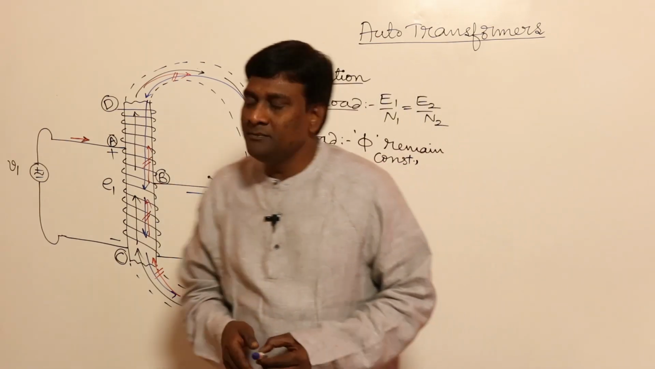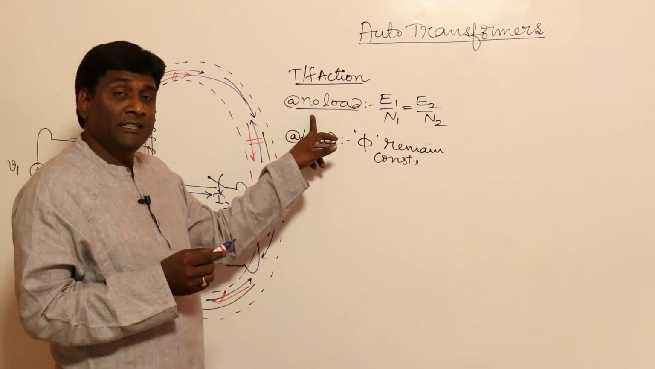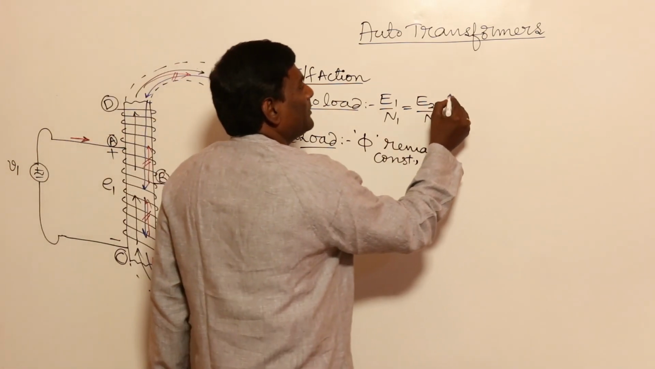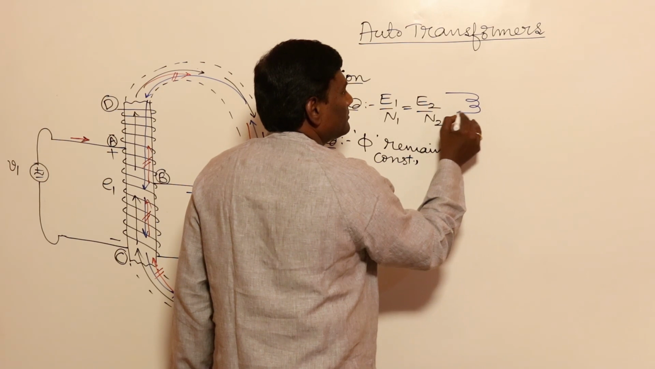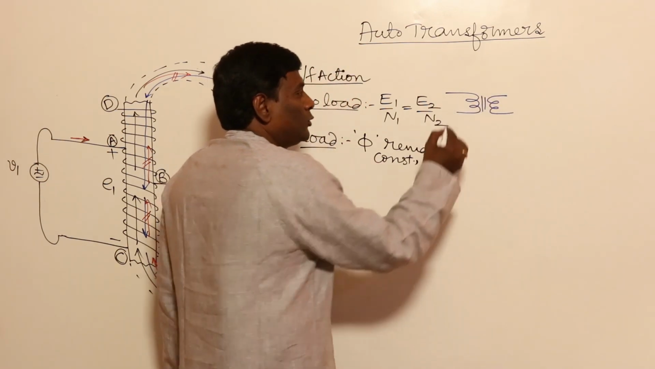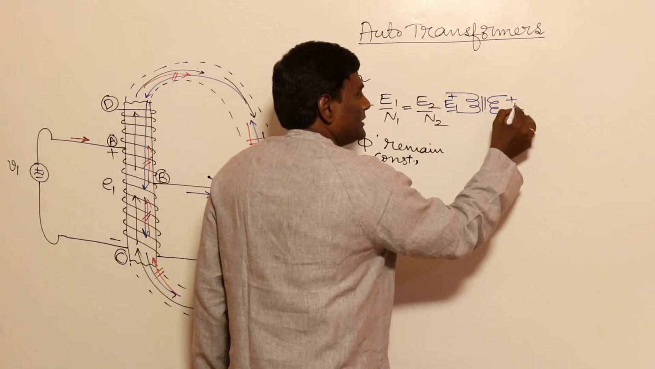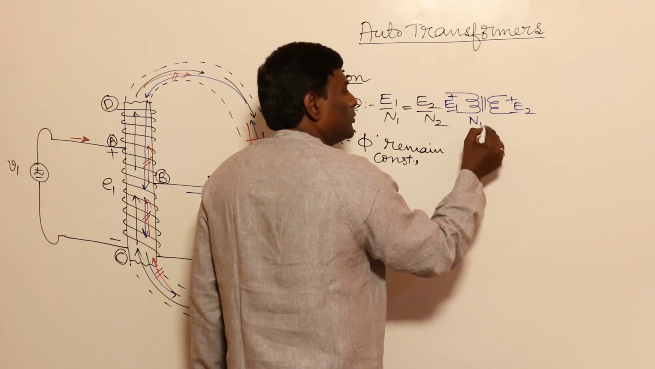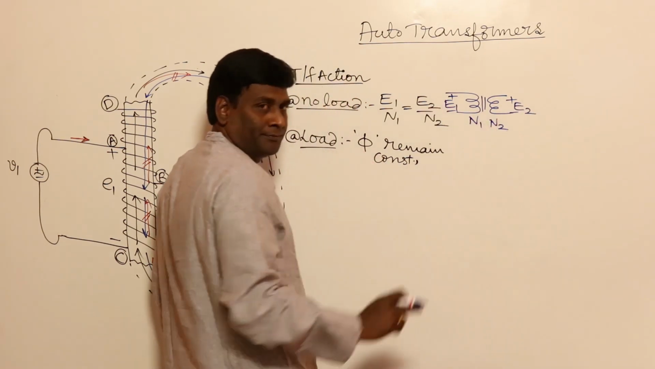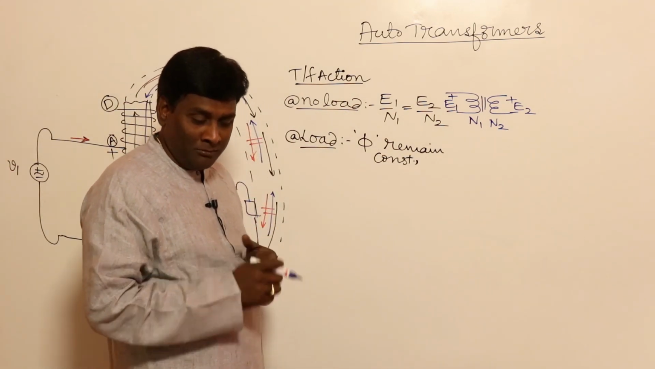See here, in deriving this for the single phase transformer we took some time, but here we need not, because in a two-winding transformer, the induced voltage here is E1, induced voltage here is E2, and the numbers of turns are N1 and N2. E1 by N1 equals E2 by N2. In the two-winding transformer we struggled a bit, but here we need not.